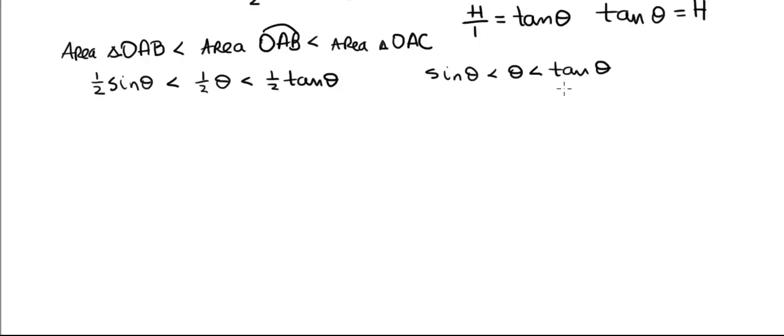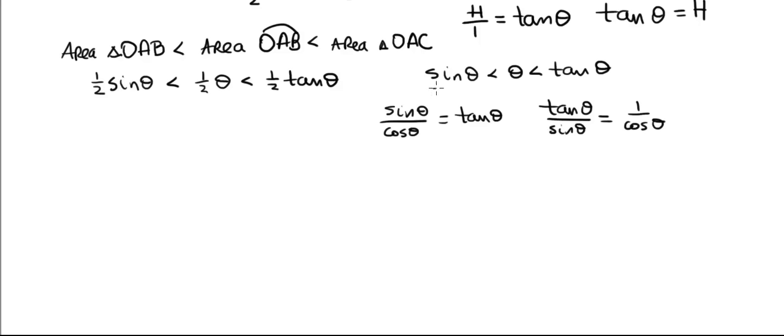We're going to divide by sine. Remember that sine of theta over cosine of theta is tan theta. So when I take tangent of theta and divide it by sine theta, the sines cancel. We get 1 divided by cosine of theta. So dividing this inequality by sine theta gives us a new inequality: 1 less than theta over sine theta less than 1 over cosine theta.